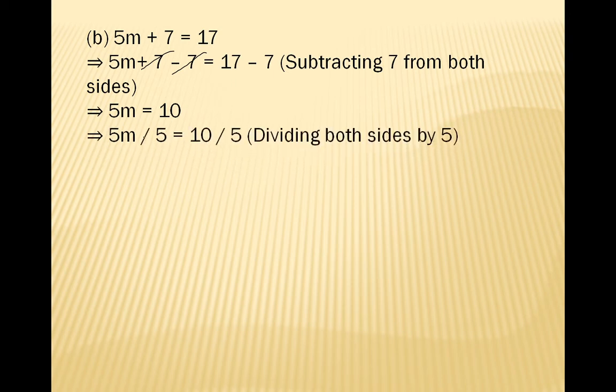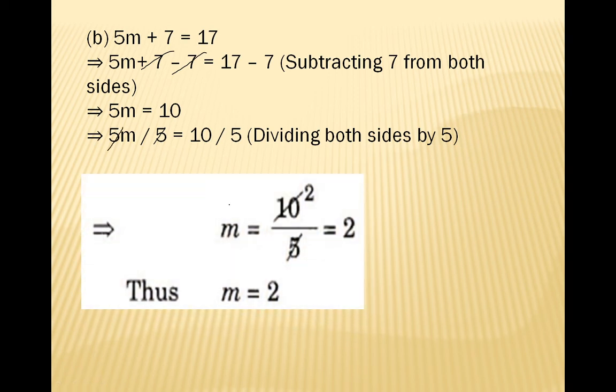So 5m upon 5. 5 upon 5 because 5 is for the multiplying, and to find out the solution we have to do opposite operations. So 5 multiplies there, so we have to do here divide by 5. So 5m divided by 5 is equal to 10 divided by 5. So dividing both sides by 5. So this 5 and this 5 can be cancelled with each other. So m is equal to 2. So 2 is the correct solution of this given equation.